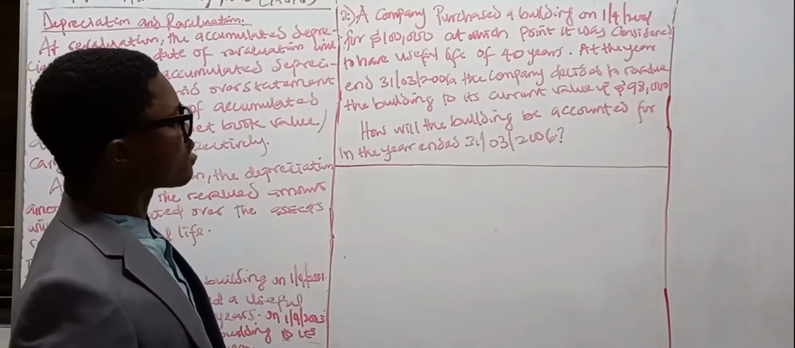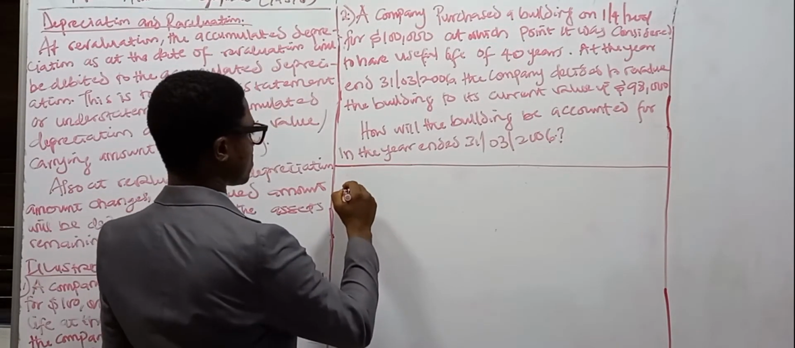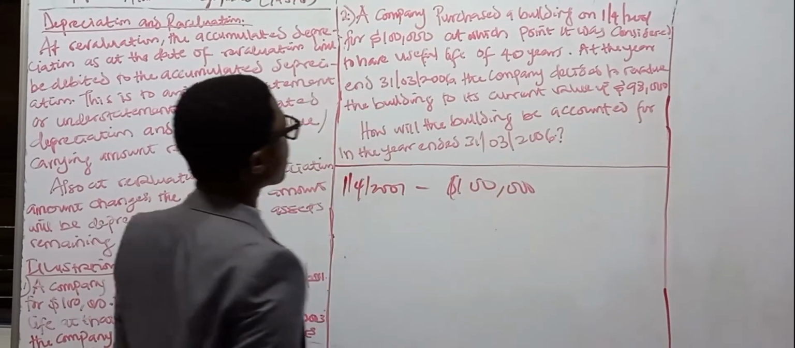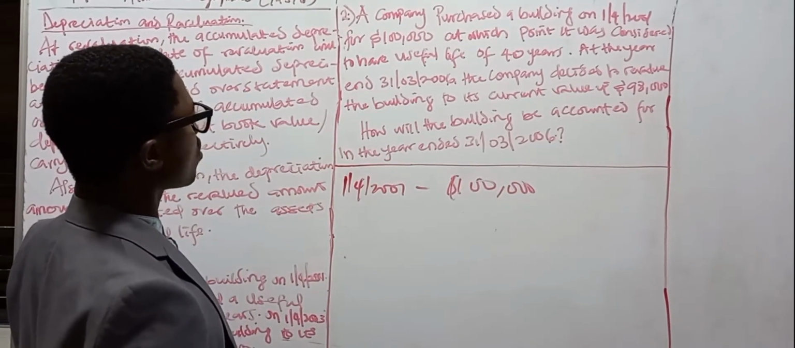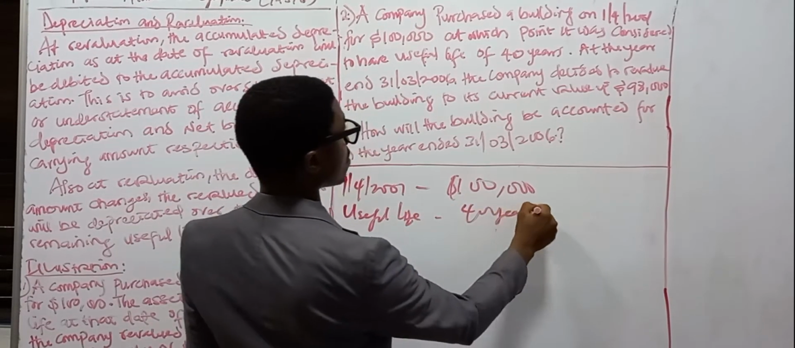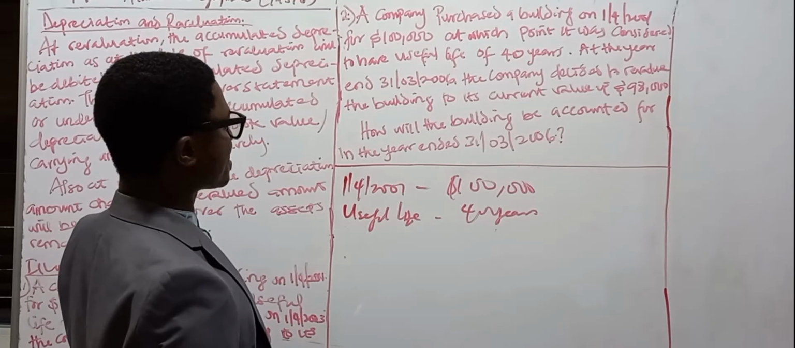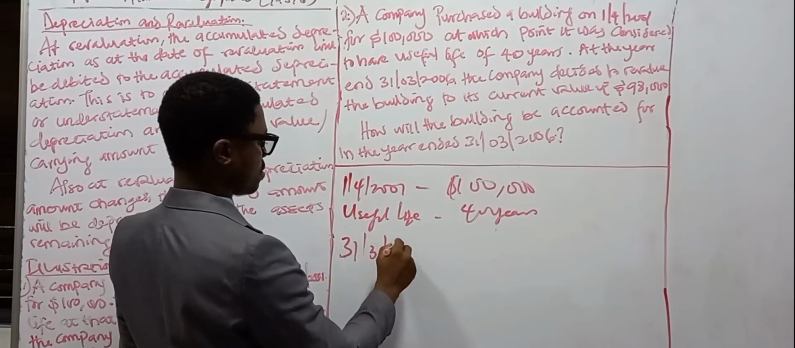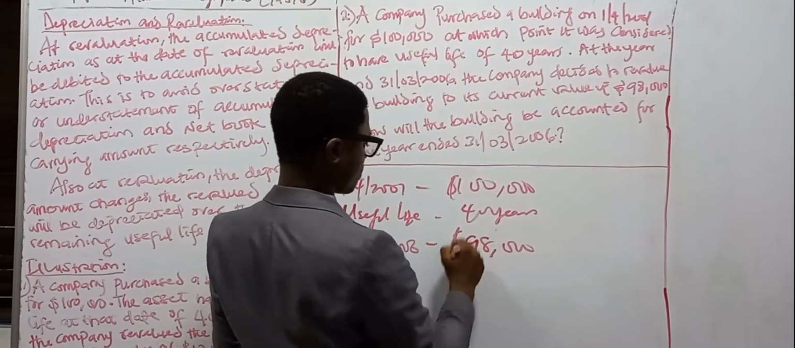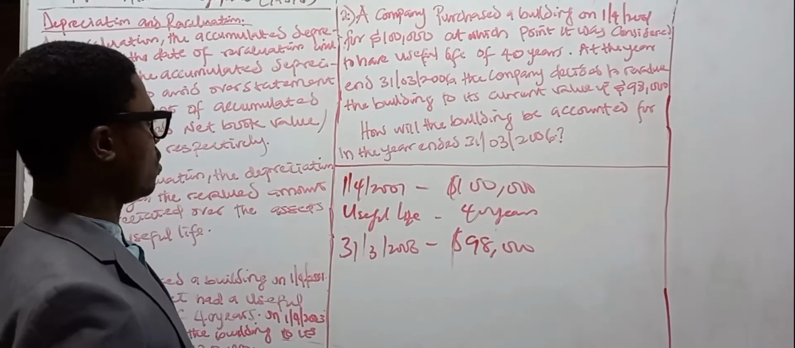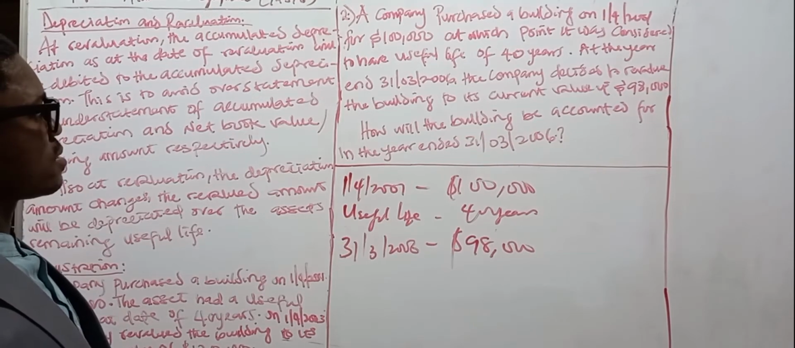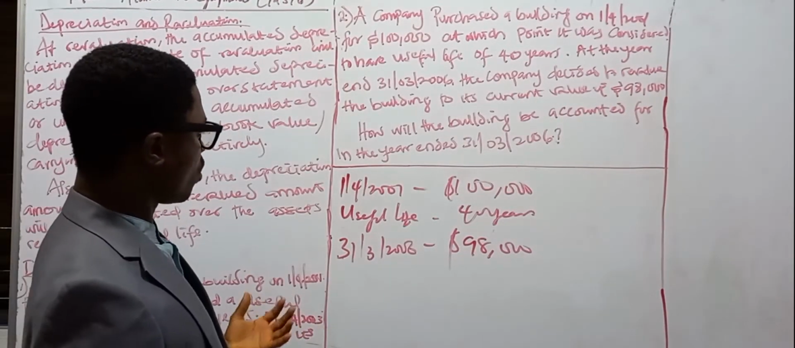A company purchased a building on the 1st of April 2001 for $100,000, at which point it was considered to have a useful life of 40 years. At the end of 31st March 2006, it was revalued for $98,000. How will the building be accounted for in the year ended 31st March 2006? Now, we know that this is the revaluation amount.